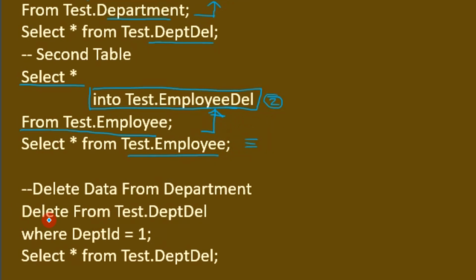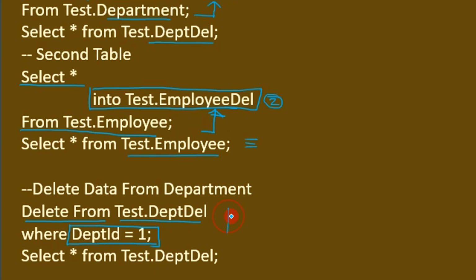Then here, if you see, we are running the delete statement. Delete from table name. Table name is department del. Then here we are using the where condition, where department ID equal to 1. That means we are asking to delete records from department del with the condition department ID equal to 1.